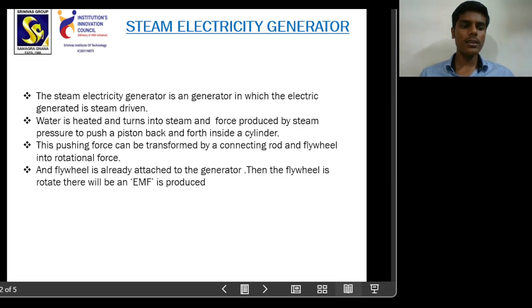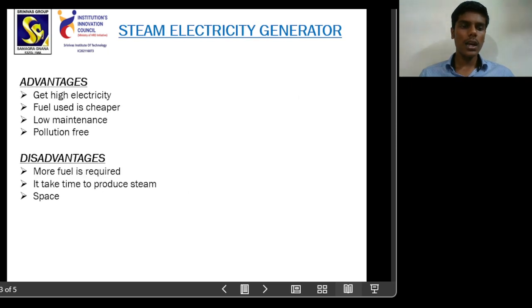Then the flywheel rotates. Then there will be an EMF produced. And here are the advantages: high electricity, the fuel used is cheaper, low maintenance, and it's pollution free. Disadvantages: more fuel is required, it takes time to produce the steam, and it requires more space.